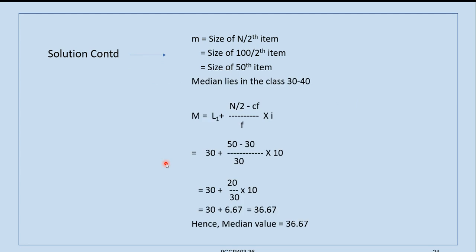So using the formula, the median lies in the class 30 to 40, as I said. L1 value is taken as 30, and n by 2 value is taken as 50. CF value is taken as 30, F value is 30, and i is 10. By solving this, we got 36.67. Right?